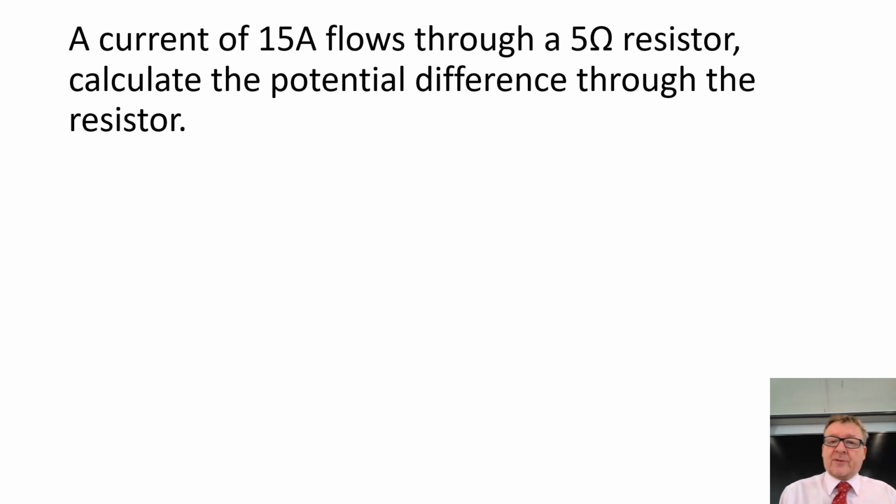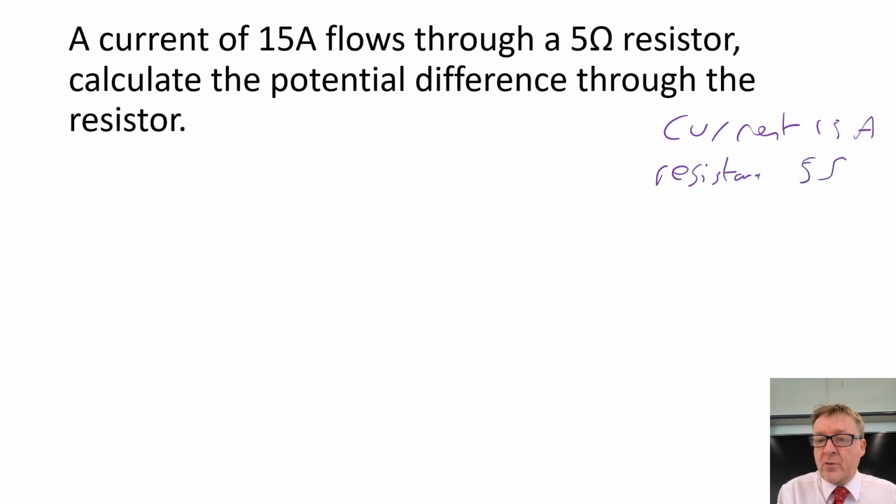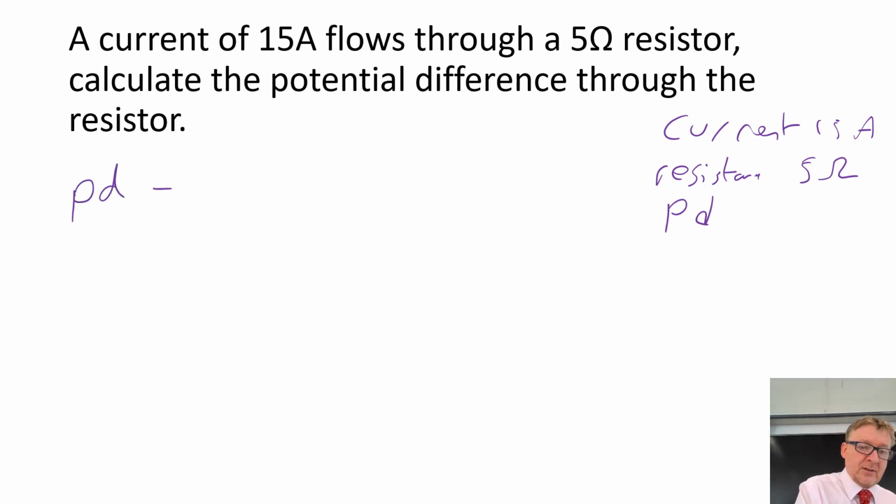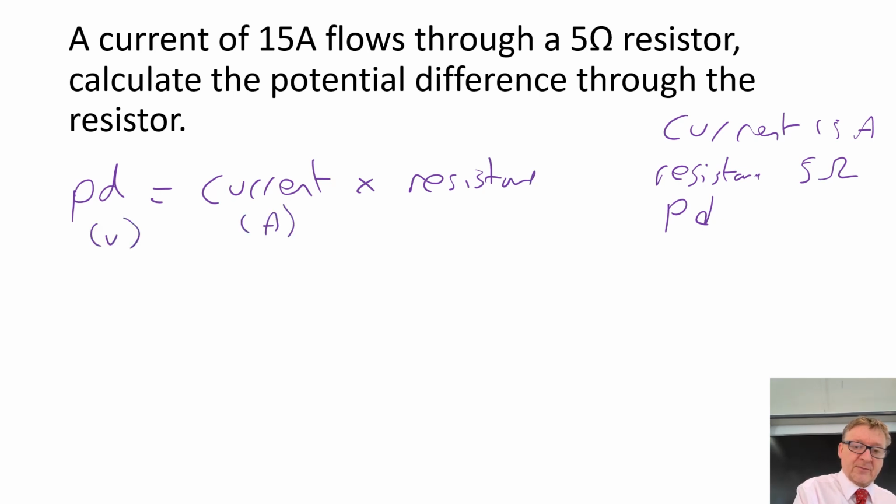So, a current of 15 amps. This is me taking the data out. Current 15 amps flows through a 5 ohm resistor. Resistance 5 ohms. Calculate the potential difference. Go to my formula sheet, look all the way through. Potential difference equals current times resistance. Potential difference is measured in volts, current in amps, resistance in ohms.